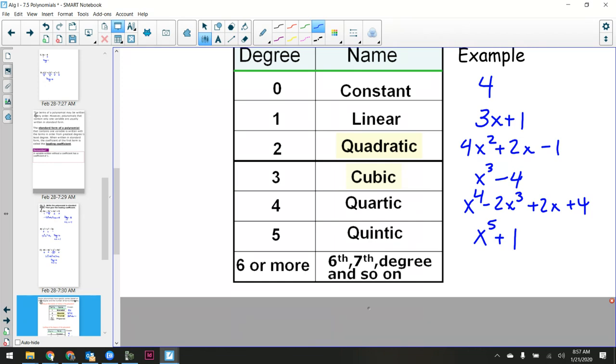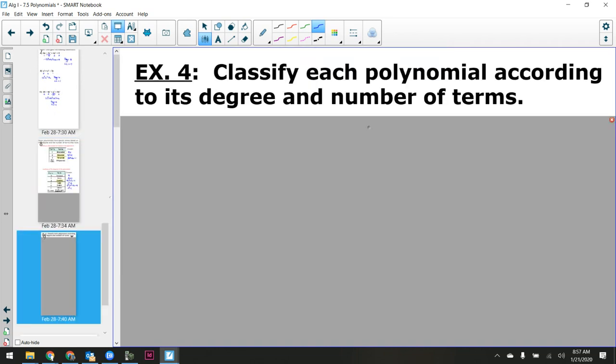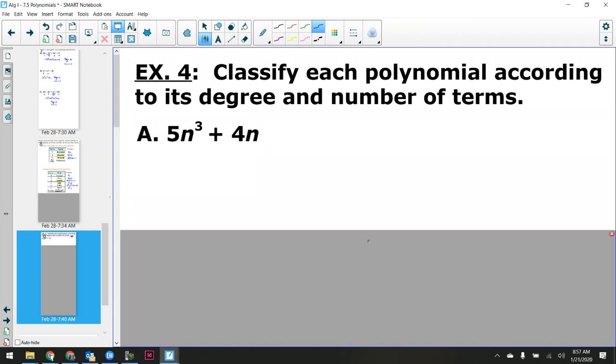Questions about that? Okay, so let's name some. We're going to sound really smart. You can sound really smart when you name these things. Let's first start by identifying the degree, and then identifying the number of terms that there are. So what's the degree of this polynomial? What's the highest power? It's 3, right? The degree is 3. So what would we name that as? Cubic.